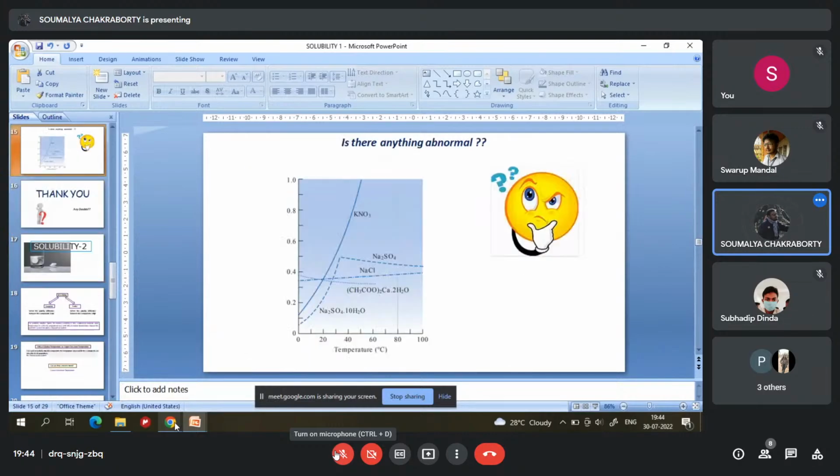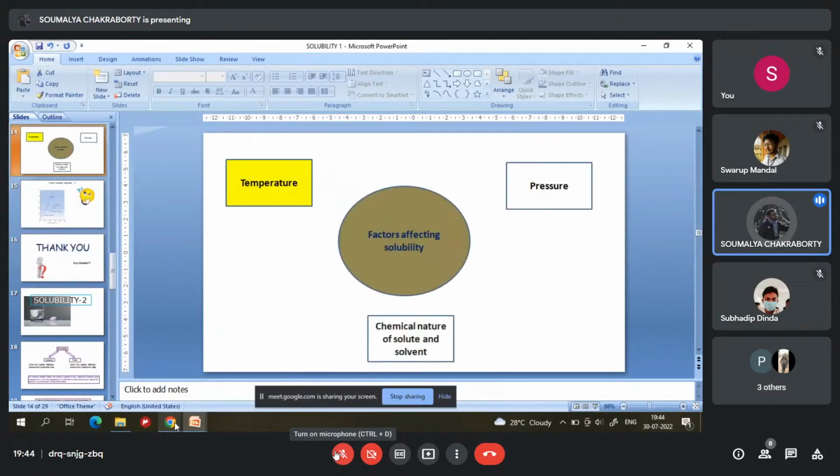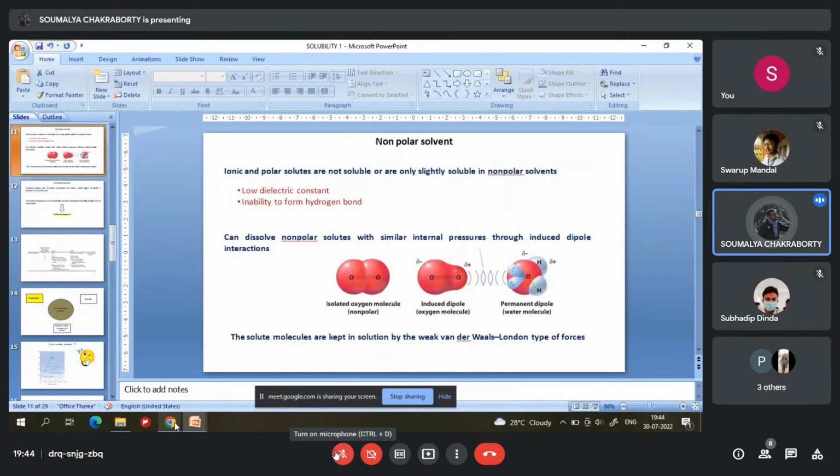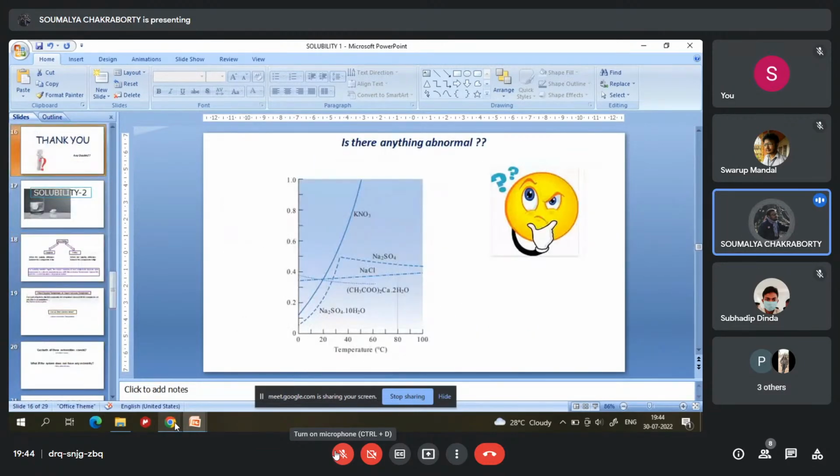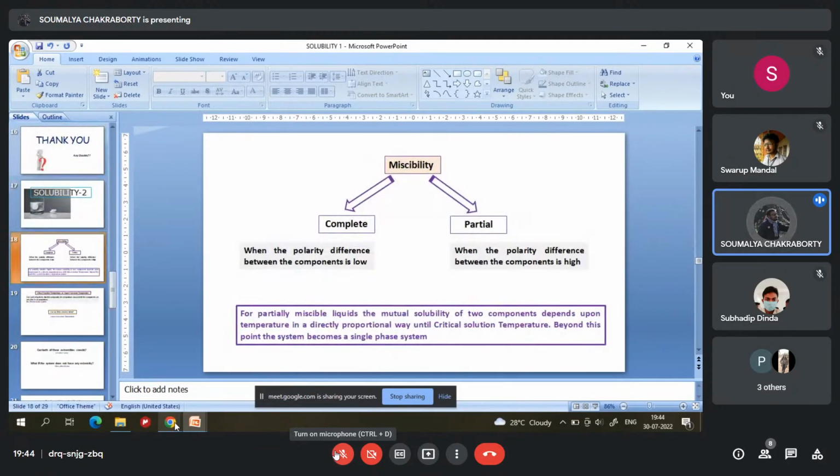In the previous module, I taught you about semipolar solvents. How can we prepare a semipolar solvent? We add a solvent with a very high dipole moment to a solvent having a very low dipole moment, and ultimately we get a resulting intermediate dipole moment, what is called a semipolar solvent. A characteristic feature of that semipolar solvent is that the polarity difference between the components is high.